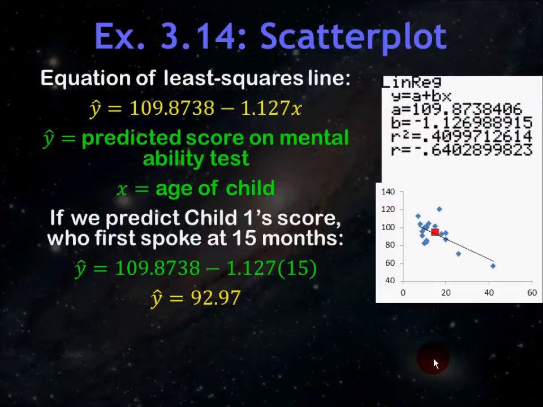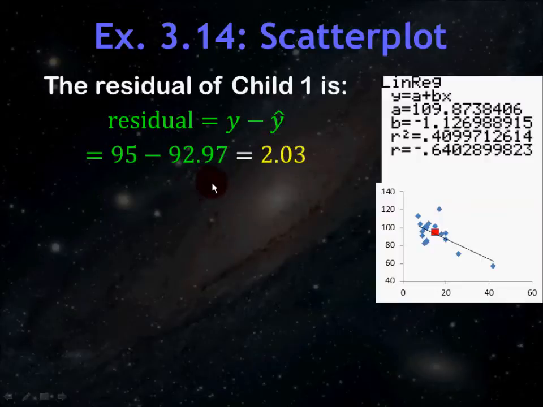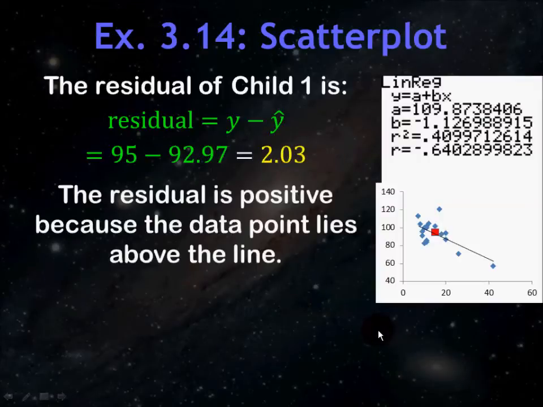Now we have to calculate the residual. It's pretty simple. It's observed y minus predicted y hat. So 95 minus 92.97, which leaves you a residual of 2.03. So the residual is positive because your data point is above the line. Now it's hard to see, but this red block represents the line, and this blue dot represents the data points. So you're going to have a positive residual.